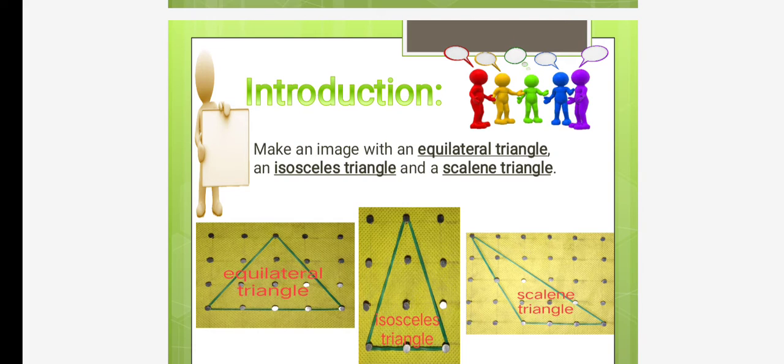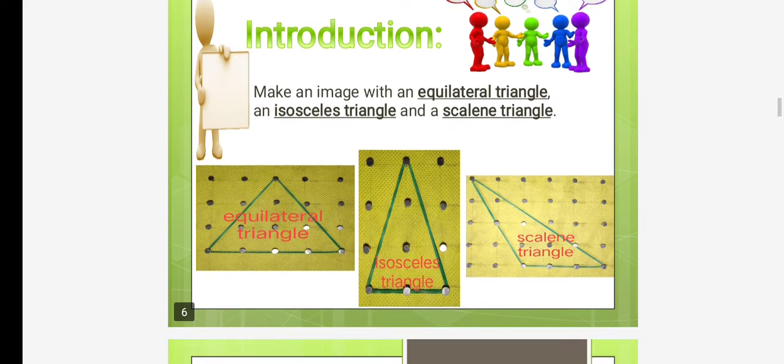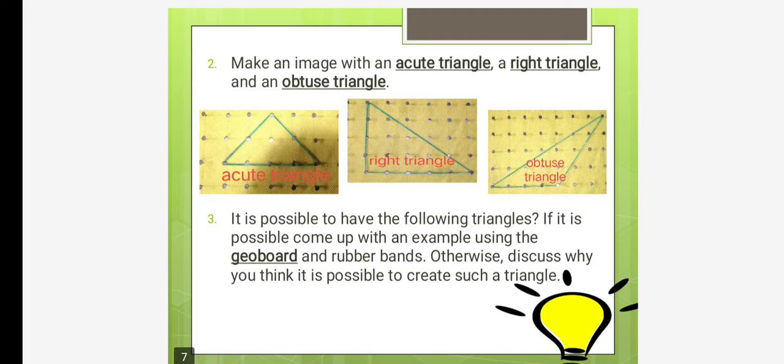Make an image with an equilateral triangle, an isosceles triangle, and a scalene triangle. Make an image with an acute triangle and an obtuse triangle. Is it possible to have the following triangles? If it is possible, come up with an example using the geoboard and rubber bands. Otherwise, discuss why you think it is not possible to create such a triangle.